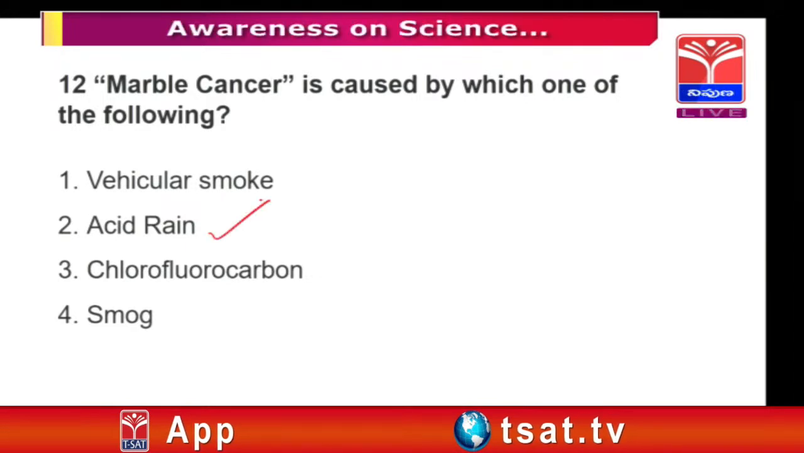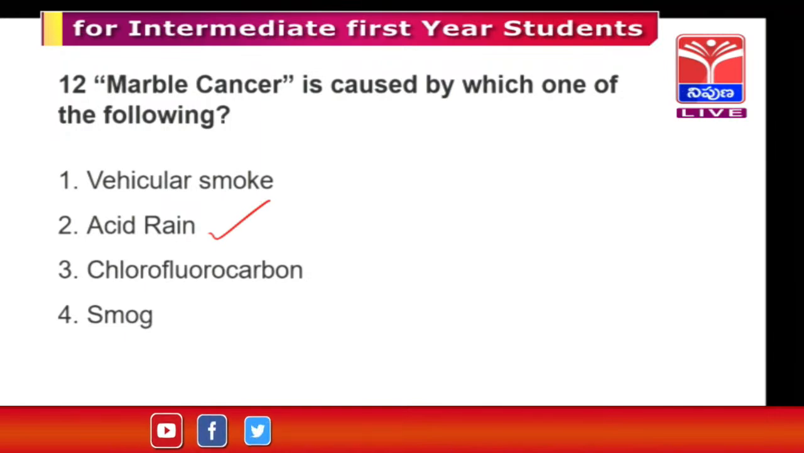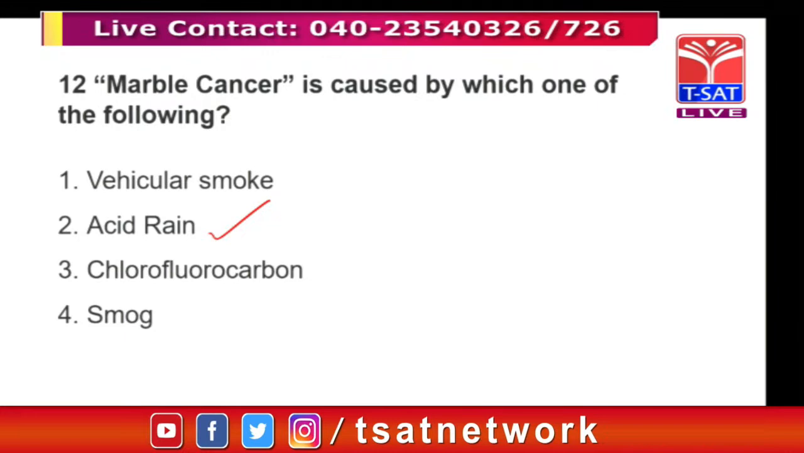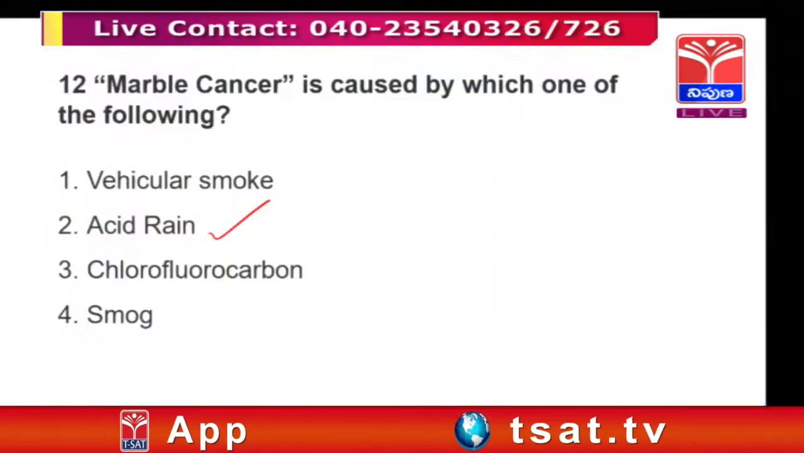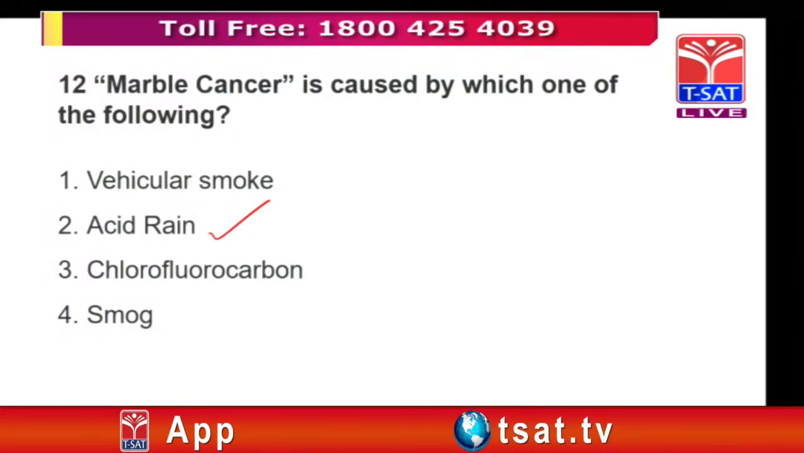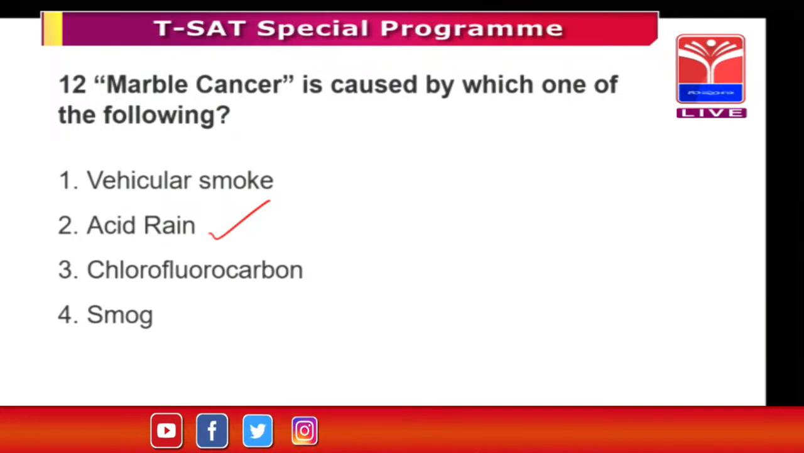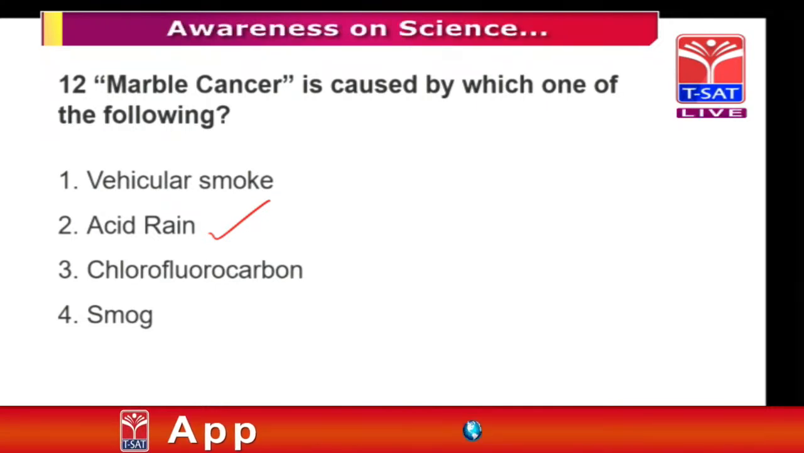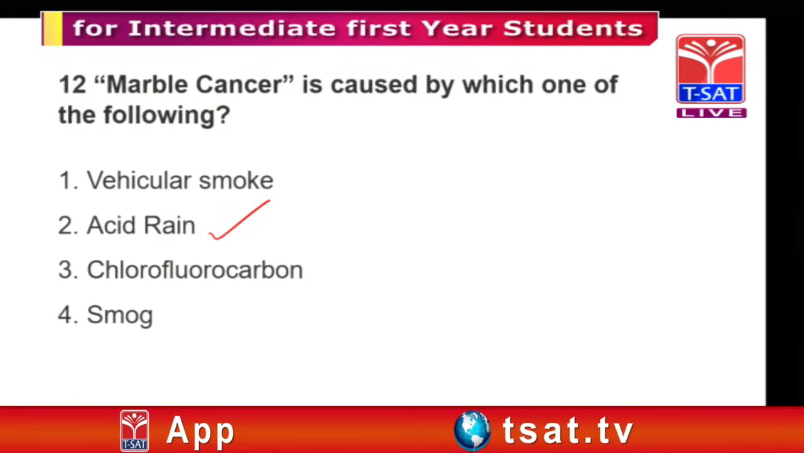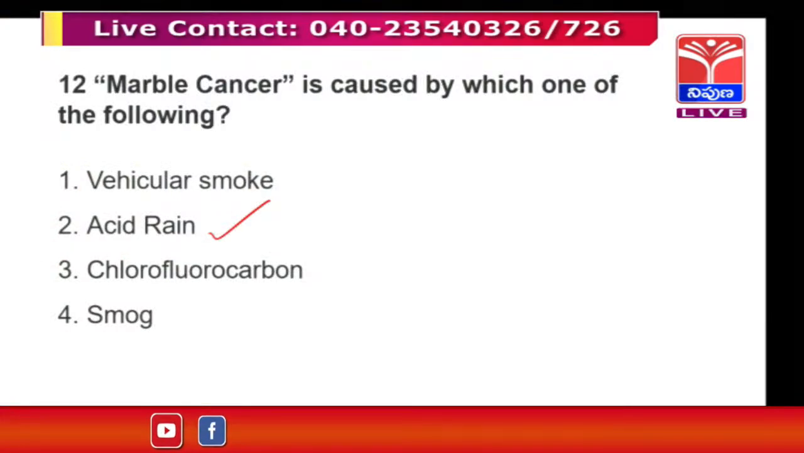Generally, children who are totally unfamiliar with this concept may think marble cancer is one kind of cancer like blood cancer, throat cancer or lung cancer. But if the marble is affected by some chemicals, then that process is called marble cancer. Among vehicular smoke, acid rain, chlorofluorocarbons and smog, vehicular smoke, chlorofluorocarbons and smog are air pollutants, whereas acid rain is the root cause of the destruction of the marble. So, marble cancer is caused by acid rain only, and acid rain is the correct option.